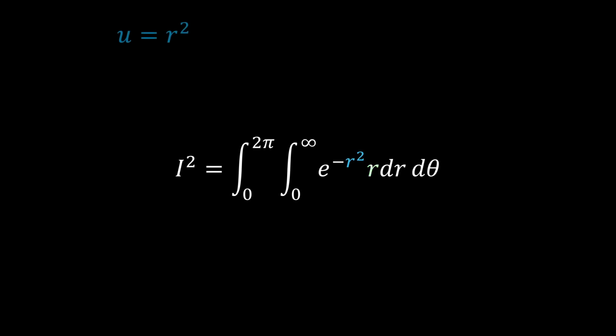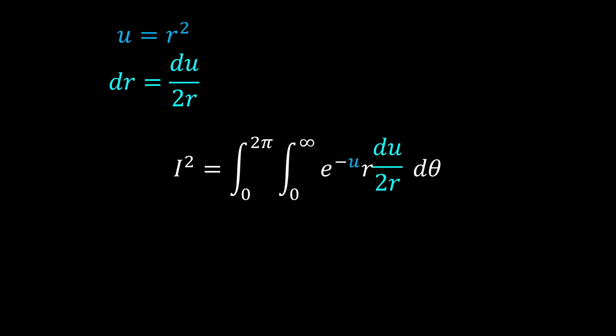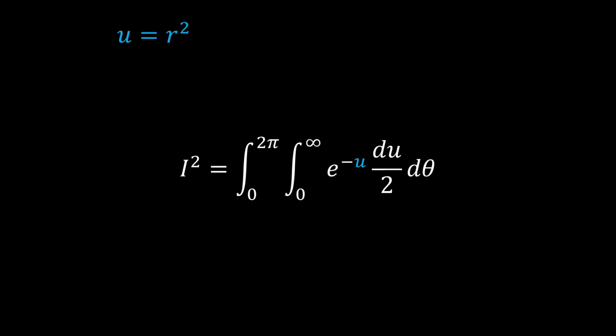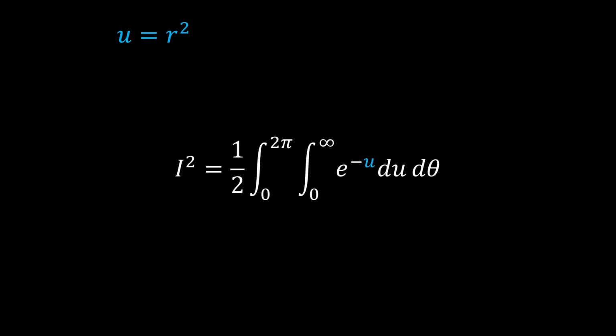We can call r squared u, which means du dr is simply 2r, which means dr is simply du over 2r. After plugging in the definition of u and the relation for dr, we can cancel out the r's and pull out the 1/2, resulting in the following transformed integral.